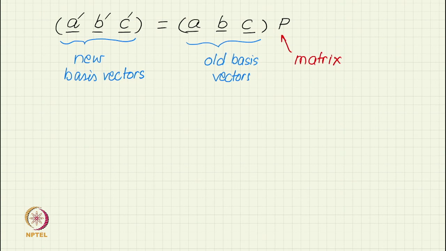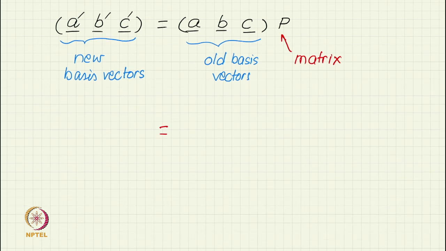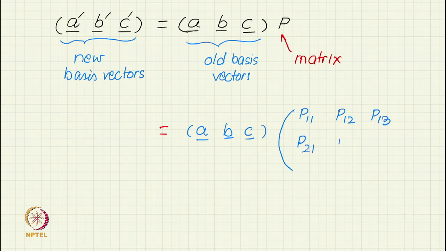So, if we write this explicitly, we will have this row A, B, C, and this P is a 3 by 3 matrix. So, P 1 1, P 1 2, P 1 3. So, these 9 components are there.